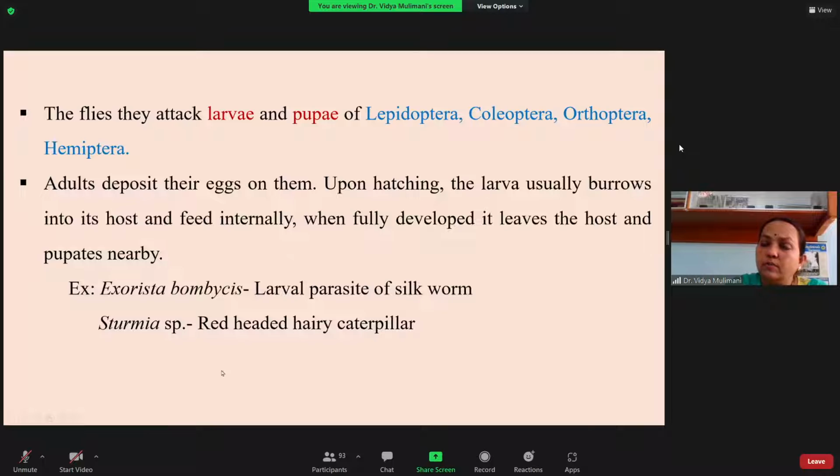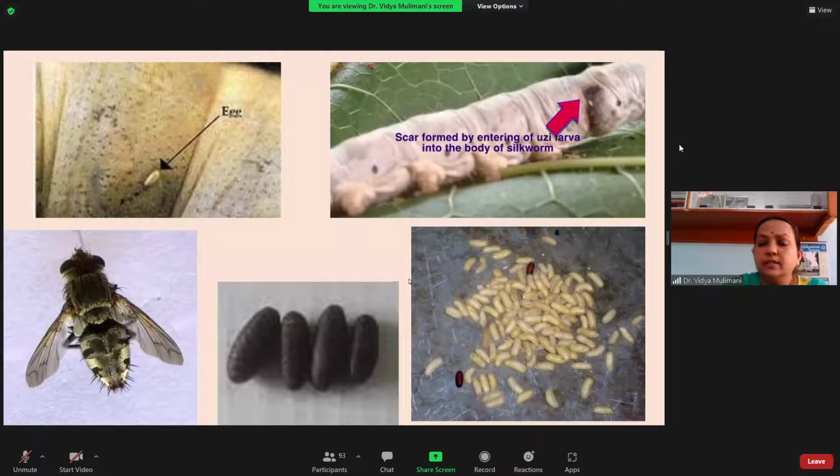Then the one which is exploited in pest management is the Sturmia species, which attacks the larvae of the red-headed hairy caterpillar. So that is about the Tachinidae. These are some of the flies.